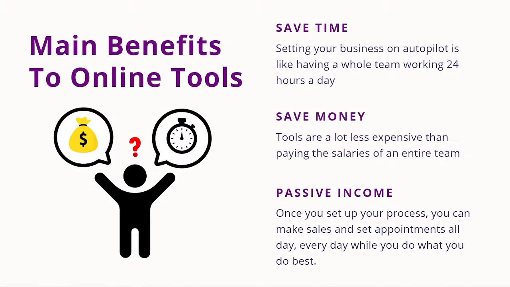The main benefits of online tools, as you have figured out so far, are saving time and money and generating passive income. Saving time by setting up your business on autopilot is like having a whole team working 24 hours a day. You can save money because the tools are a lot less expensive than paying the salaries of an entire team. And you can earn passive income because once you set up the process, you can make sales and appointments all day, every day, while you do what you do best.